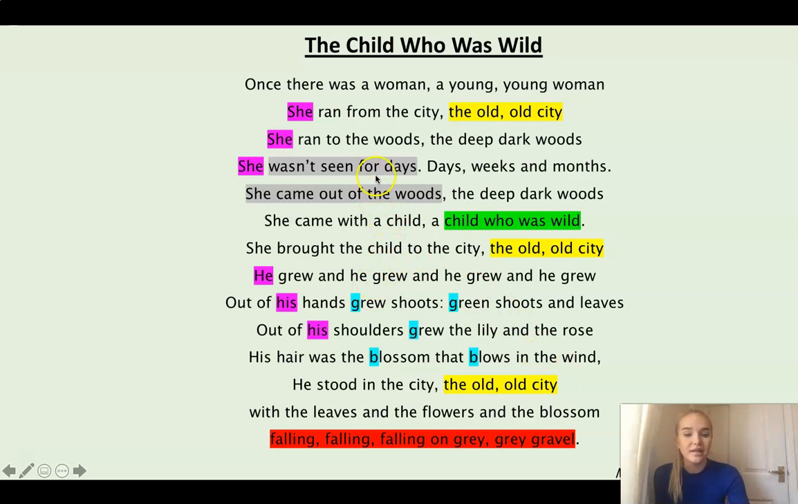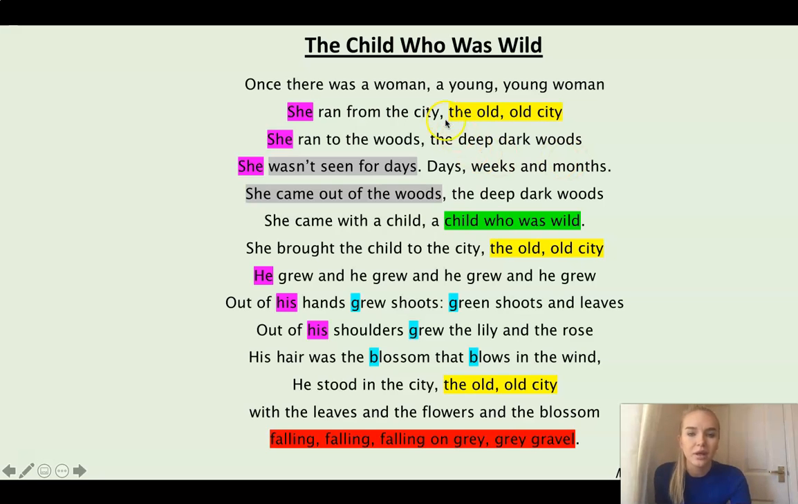I also notice there were opposites in grey here. First of all, the poet has said she wasn't seen for days, and then in the next line, she's said she came out of the woods. So it's this opposition of language: yes, she wasn't seen, but hang on, one line later, she came out of the woods. The poet has used opposites really effectively to make you think, well, she was seen quite quickly, but then you've got this days, weeks, and months before that tells you she was there for quite a long time.